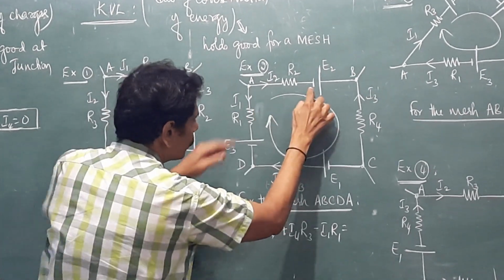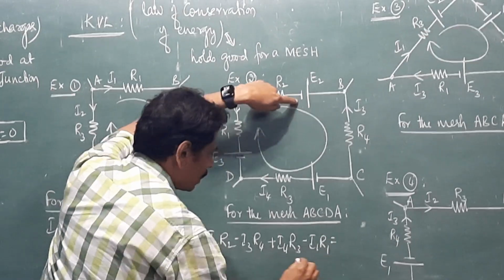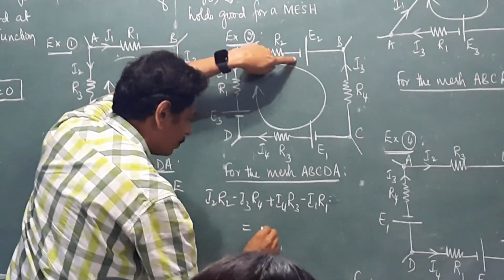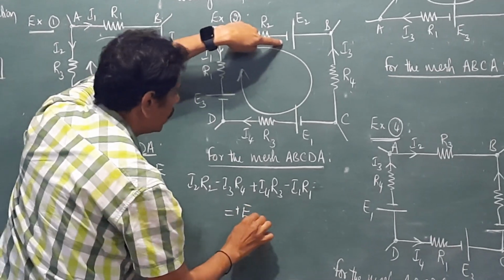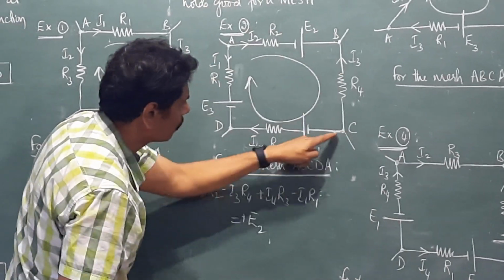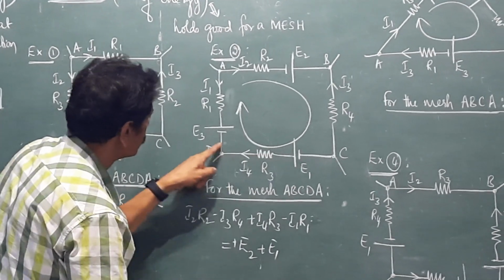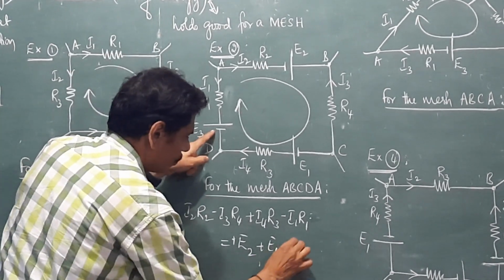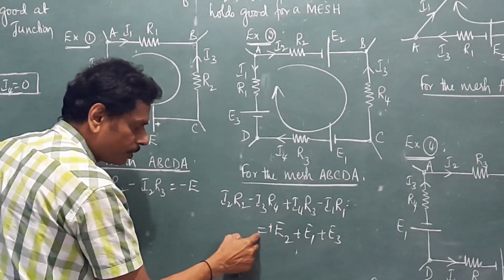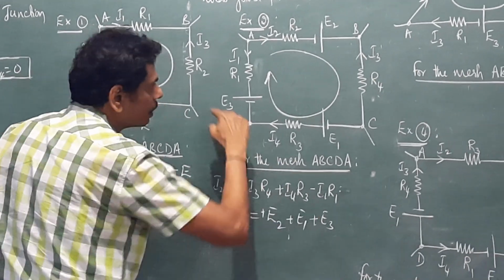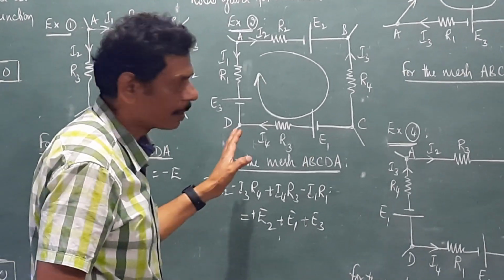I will move it from here to here. Negative sign, the negative terminal that I am touching first here. Therefore, I will write that is equal to here. Here it is positive, that is E2, and here this is positive E1, and this is positive E2. So the sum of all the IR products is equal to the sum of all the EMFs. It is applicable only for a mesh.